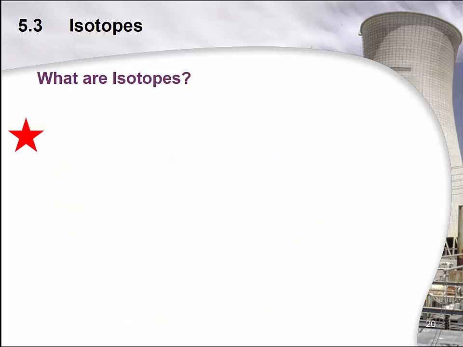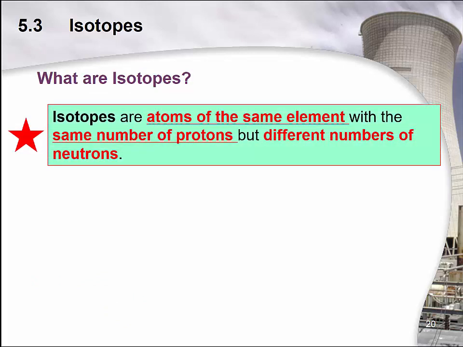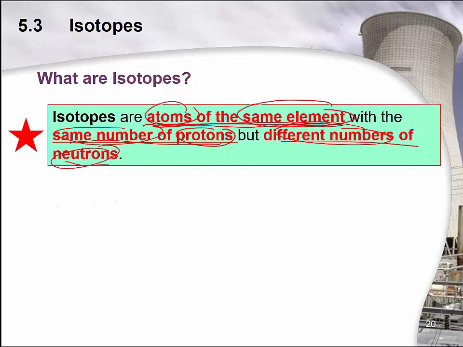Okay. Now, so what are isotopes? Let's define isotope. Isotopes are atoms of the same element with the same number of protons but different number of neutrons. So the three phrases you need to remember is they are atoms of the same element and the same number of protons, different number of neutrons.